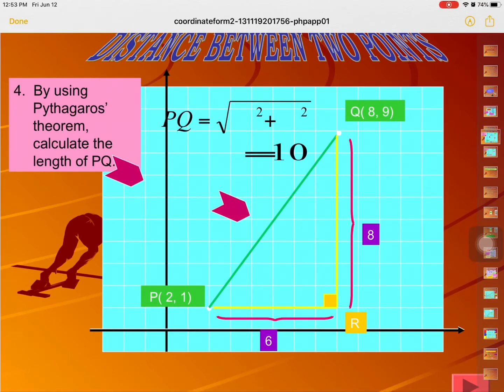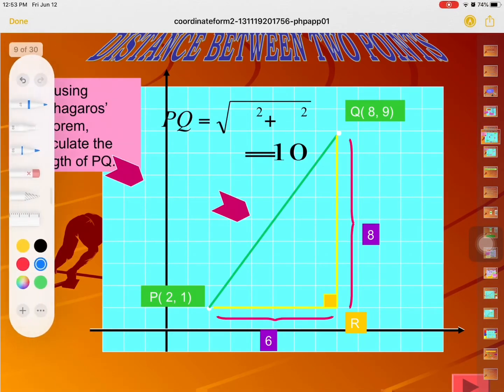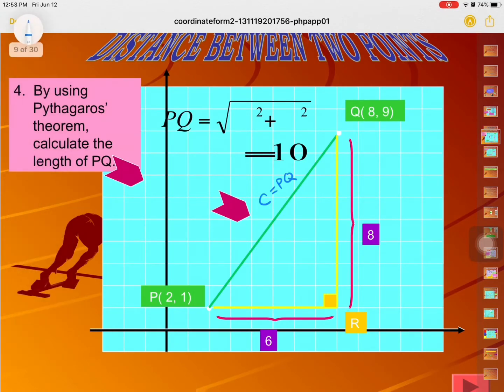So we know that our Pythagoras theorem is this one, C or PQ. We know that our PR is equal to 6, so we put 6 here. Remember, Pythagoras theorem is C square equals A square plus B square. We want to find C, so you have to make sure that the square is transferred to the other side, and it will be the square root of A square plus B square.